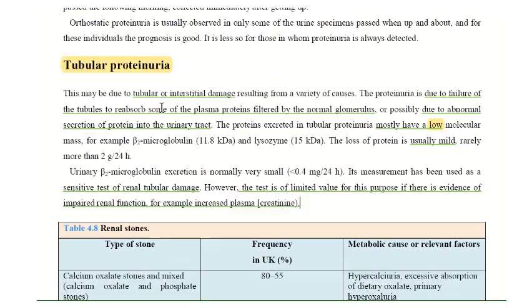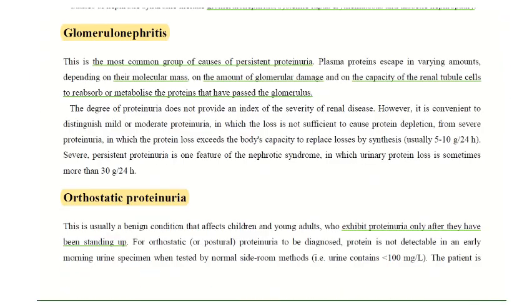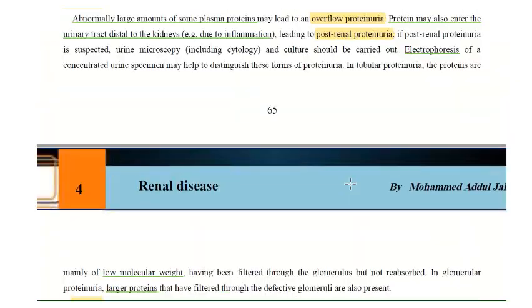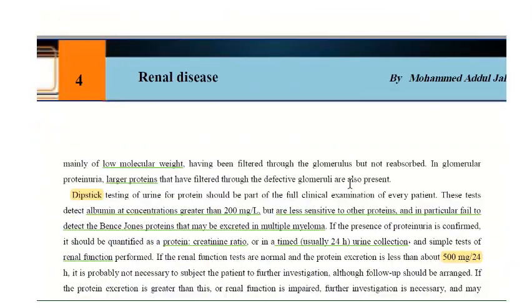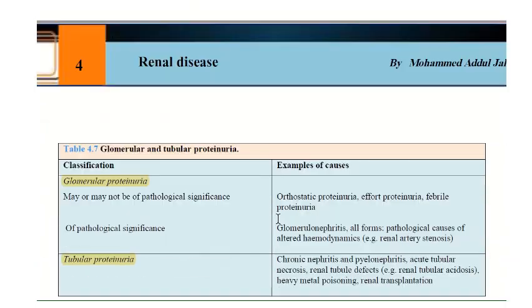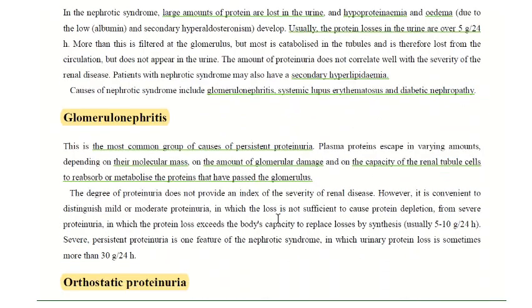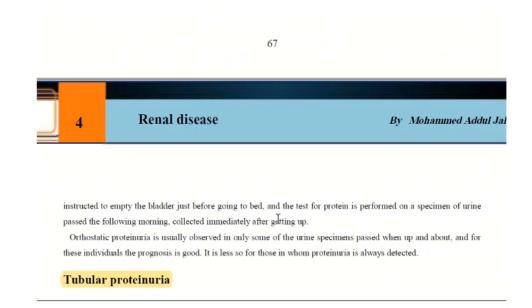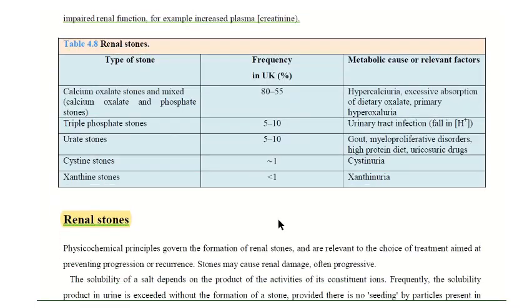وبهذا نكون قد كملنا موضوع البروتينوريا اللي تكلمنا به أيضا عن أسباب الأوفرفلو بروتينوريا، الجلوميرولو بروتينوريا، والنفروتيك سيندروم، Glomerulonephritis، Orthostatic Proteinuria، Tubular Proteinuria. والآن وصلنا إلى موضوع الرينال ستونز.